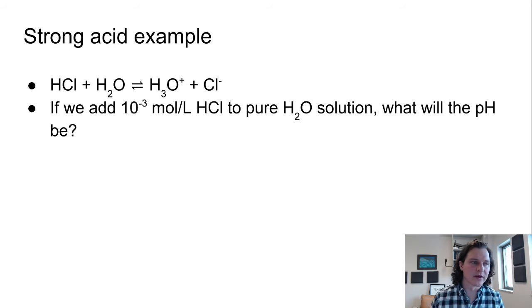Okay, now that we solved that relatively simple strong acid example, we'll move on to solving for a weak acid, which is a little bit harder.